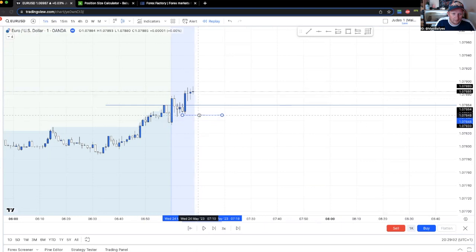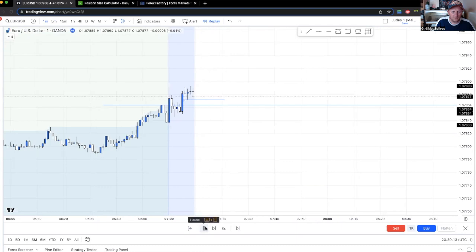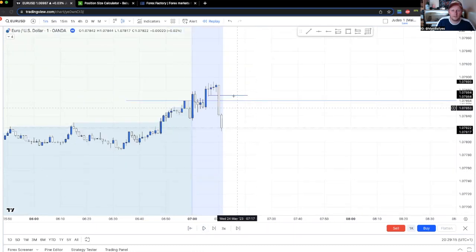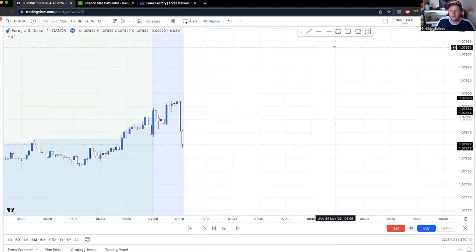That one didn't break down, but this one did. So now this becomes our new fractal low. Actually, this one here didn't break that candle, but that one did. So this becomes our fractal low. And oh, nice, we got a nice big sweep down to there. Might have been some news. It was about 7:10, maybe some news came out around that time.